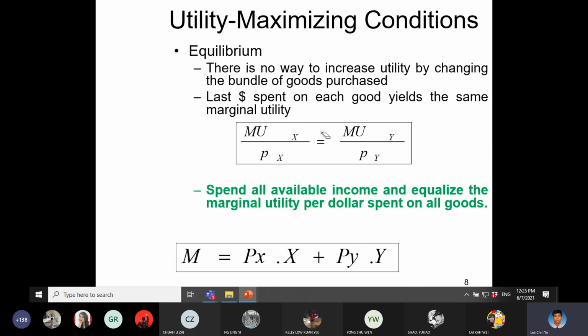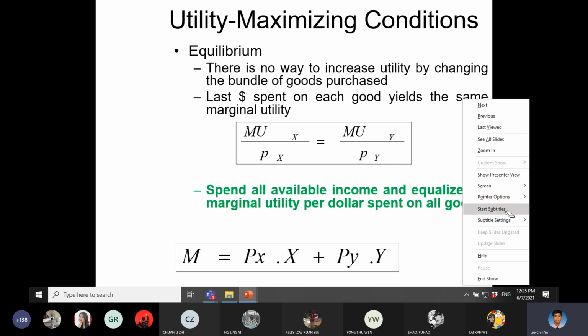So after we understand this, we can analyze utility based on total utility, based on marginal utility, and then we have diminishing marginal utility. Then we go for the utility maximizing condition, the equilibrium under utility maximizing. We understand that.